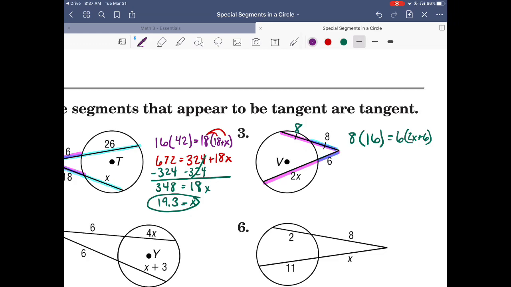All right, I'm going to multiply 8 times 16. It's 128. Distribute. 6 times 2x is 12x. 6 times 6 is 36. Subtract 36 from both sides. 92 equals 12x. Divide both sides by 12. And we get that x equals 7.7.